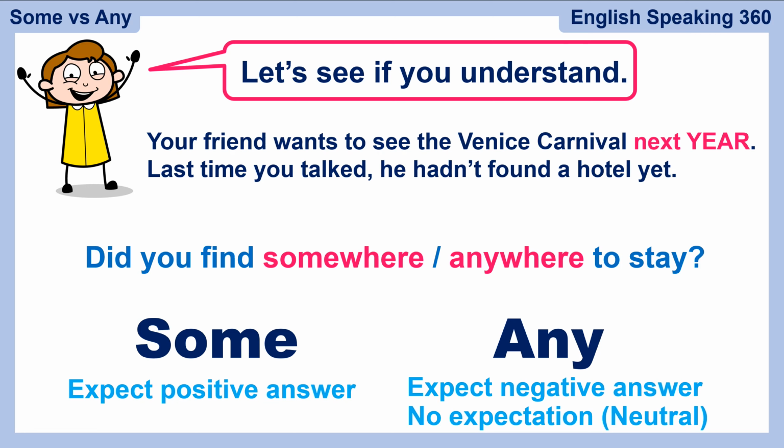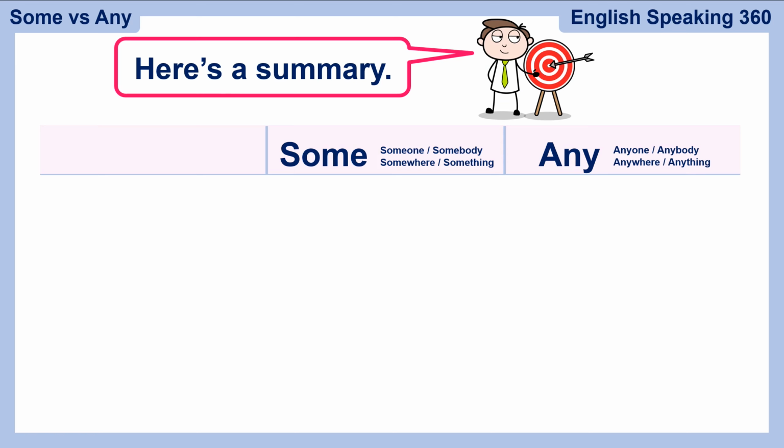Now, let's change the situation, and your friend, once again, is going to see the Venice Carnival next year. Oh, that's very different. Next year. So what do you expect? Do you expect him to say yes or no? Probably yes. So you would say, did you find somewhere to stay in Venice for next year? That would make total sense.